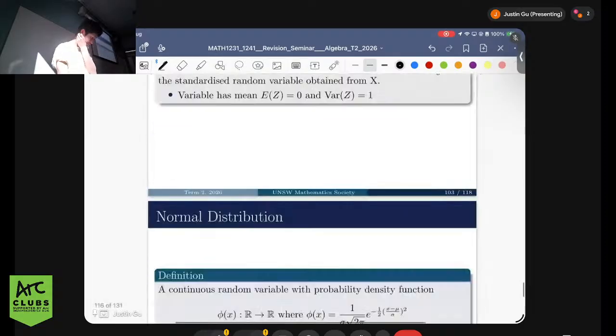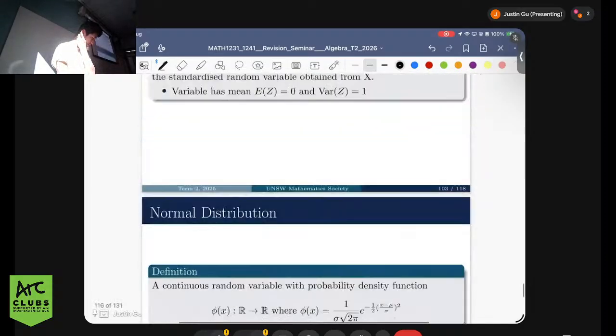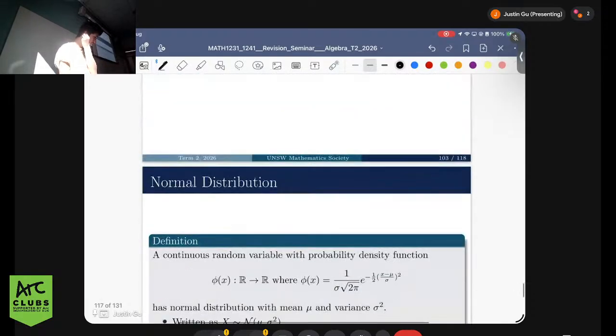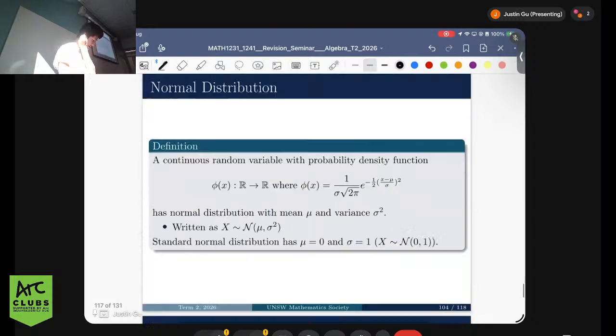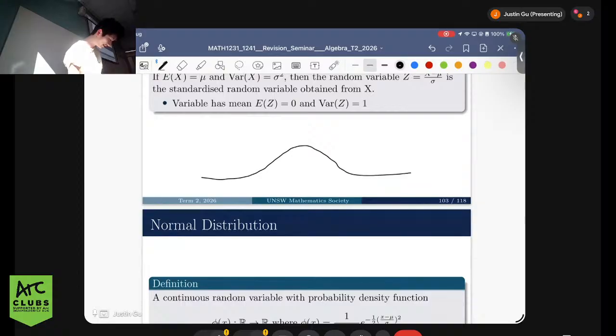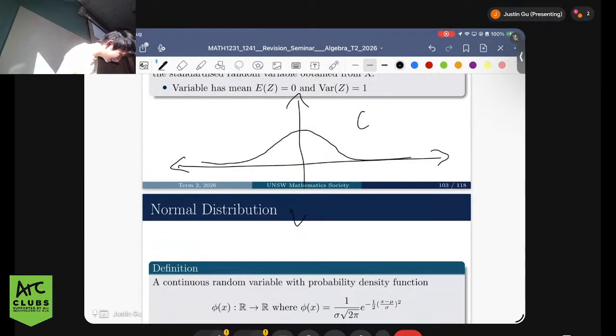Moving on. Okay, let's talk about the normal distribution, right? So remember we have the standard distribution, which is the bell curve, right? It looks something like that, and that has a density function like c times e to the negative alpha x squared, something like that. And that's called the Gaussian distribution, or the standard normal distribution, or bell curve.